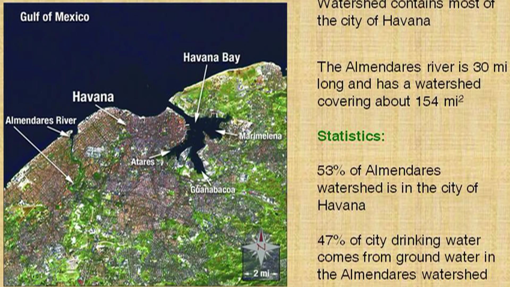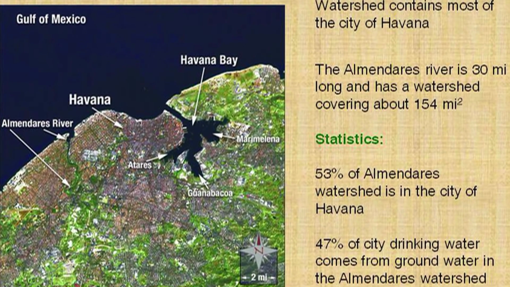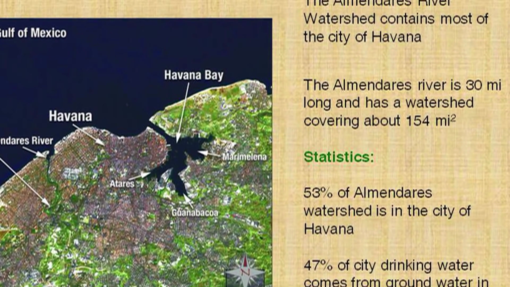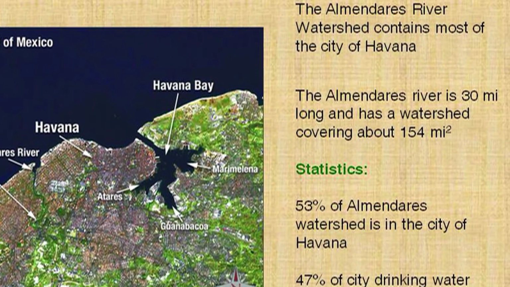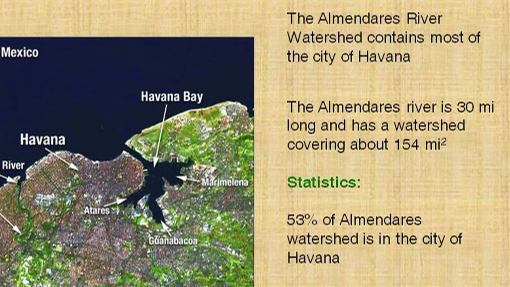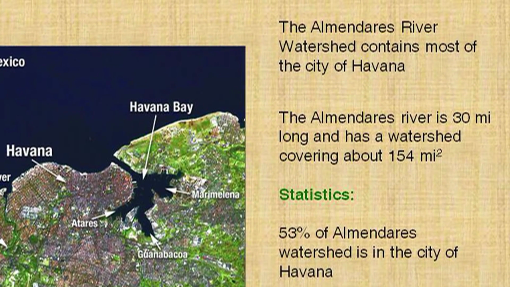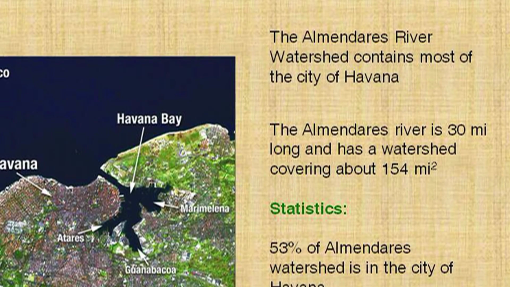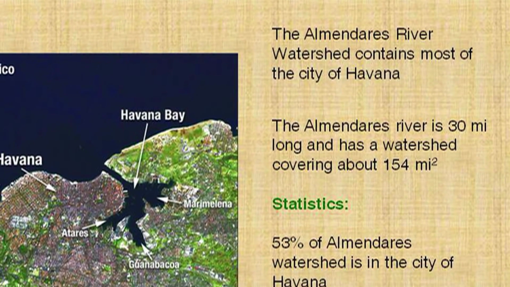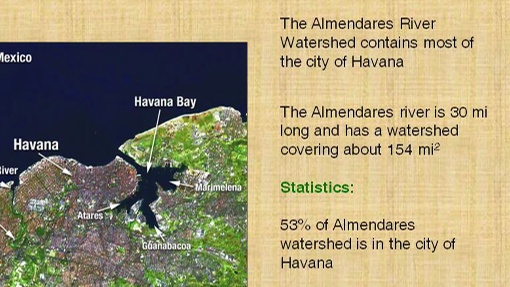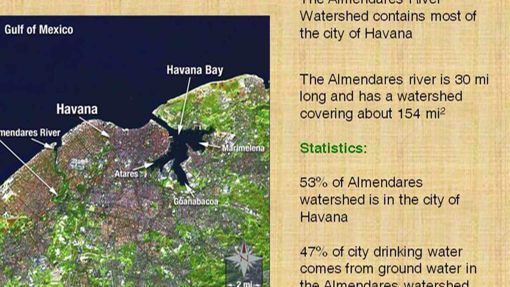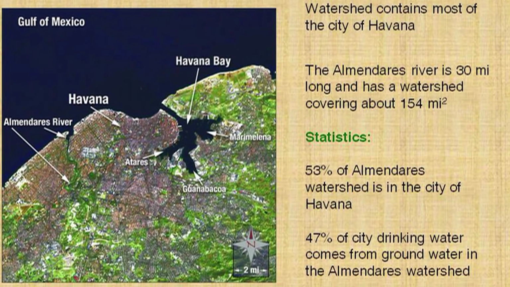Okay. The Almendares River watershed contains most of the city of Havana. As we all know, Havana is a coastal city on the north coast of Cuba. The Almendares River originates in the southern portion of the watershed down here and flows northerly to its outfall into the Gulf of Mexico. The Almendares River is 30 miles long and has a watershed area covering about 154 square miles. Okay? Just a few statistics.